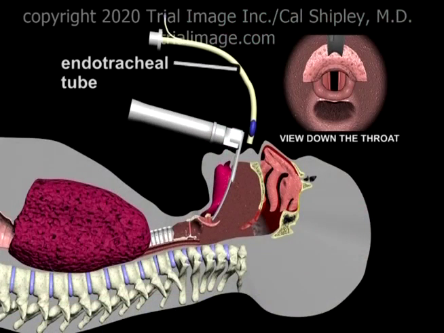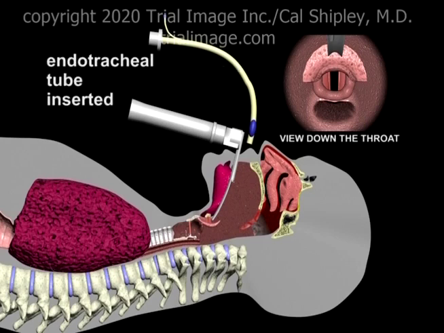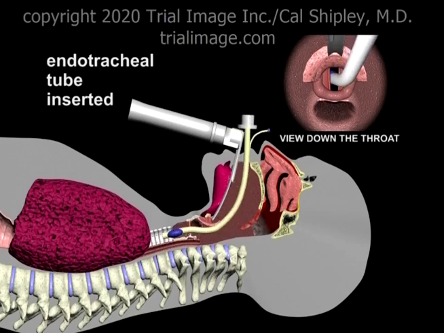The endotracheal tube is now inserted. Typically, a length of heavy but flexible wire is inserted through the endotracheal tube to conform to the shape of the airway and assist the operator in insertion.